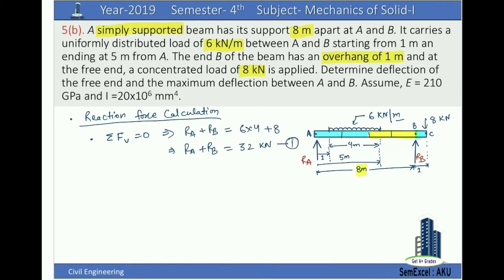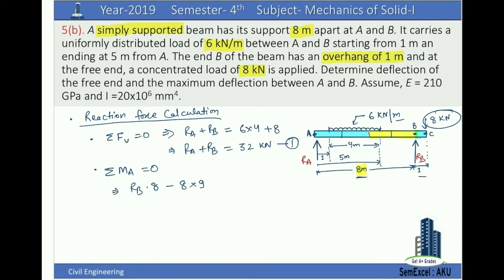Now we have to write the moment equilibrium equation. Summation of all the moments at point A should be equal to 0 because point A is a hinged point. So let's write: RB into the distance of point B from A, which is 8, minus the moment of this point load of 8 kN. It will be equal to 8 into the distance from point C to point A, which is 8 plus 1, equal to 9.